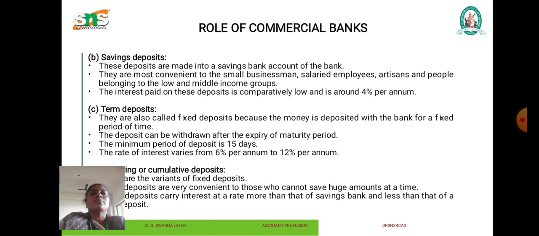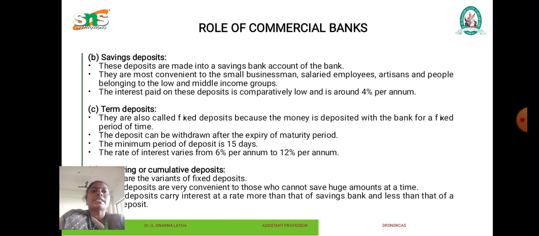These deposits are made into savings bank accounts of the bank. It is the most convenient to the small business people, salaried people, artisans, and people belonging to the low income groups. The interest paid on these deposits is comparatively low and is around 4% per annum.